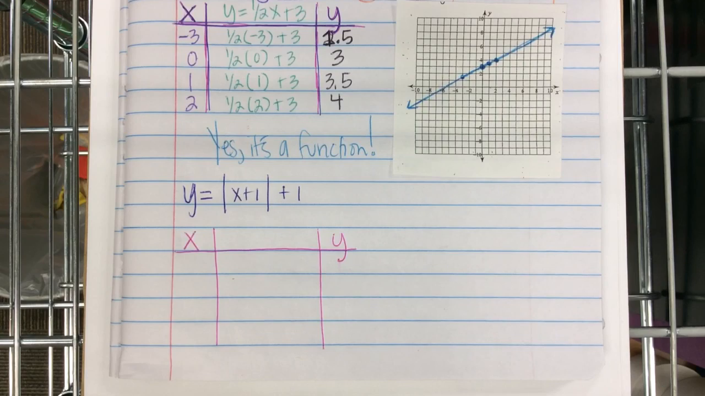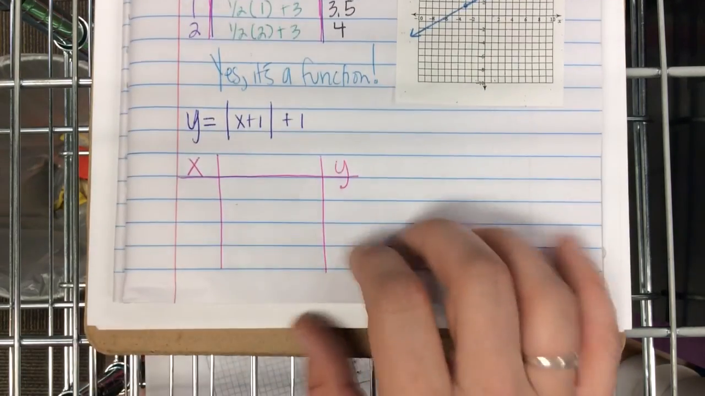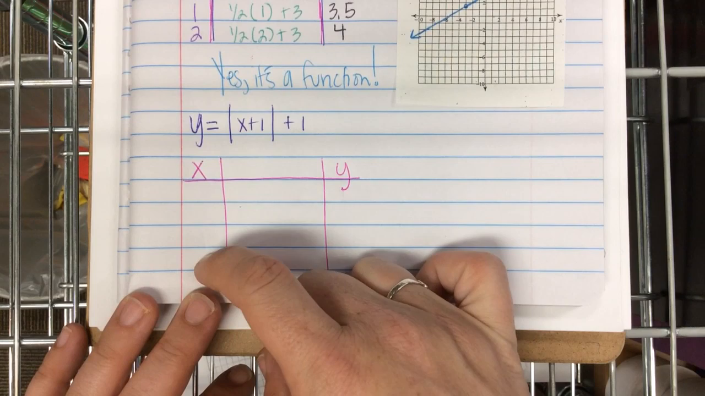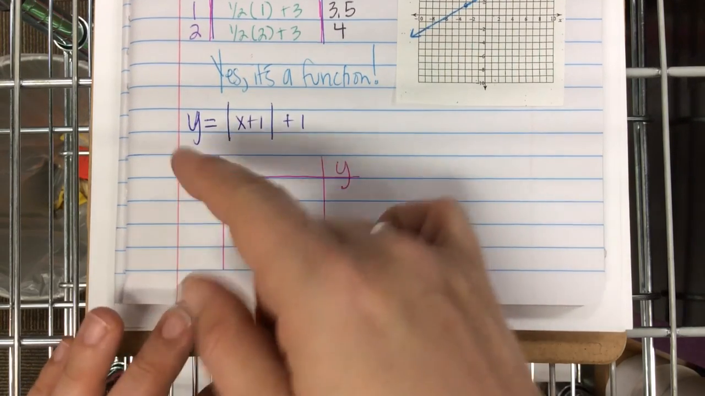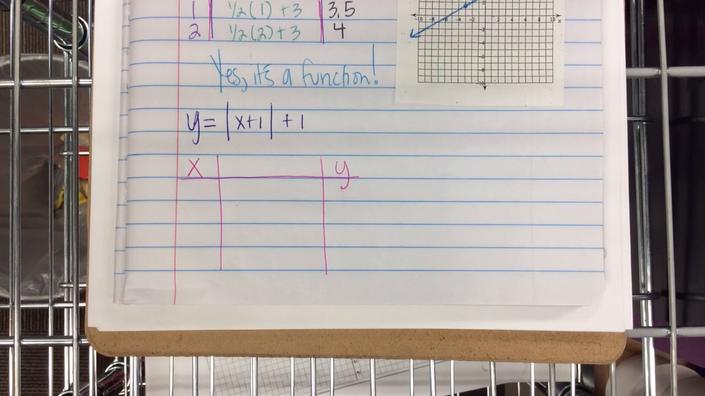Sometimes they're going to give you numbers, like sometimes this table is already filled in with values. If there are no values, you can pick your own. One must be negative, one must be positive, one must be 0. Because if you have a negative, a positive, and 0, that's going to make sure that your graph is what's called true.